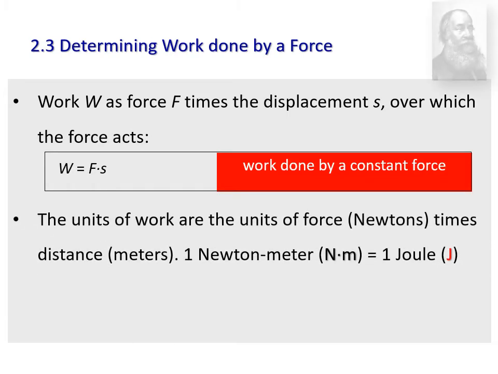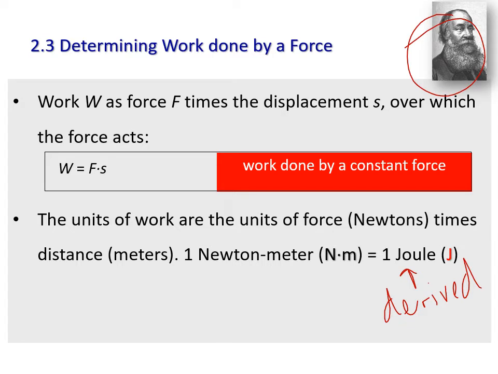Okay, so work is force times displacement over which the force acts. Work is equal to F dot S. The units of work are the units of force, newtons, times meters. So 1 newton meter is equal to a joule. This is the derived unit for work, the joule, named after James Prescott Joule, and it is equal to a newton times a meter.